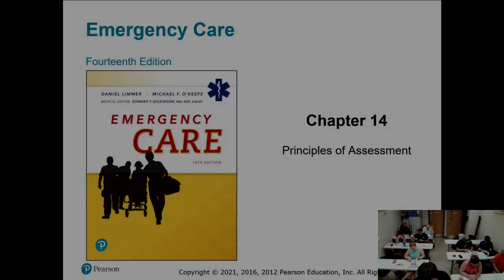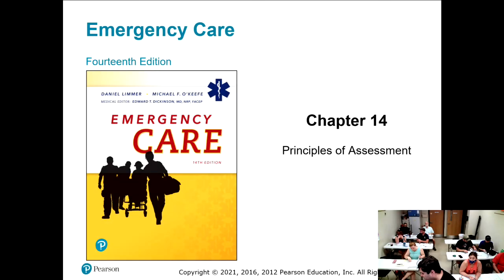After you do those things, we've determined that there are no life threats. We've got our general impression. What do we do now? What's the next step to assessment?